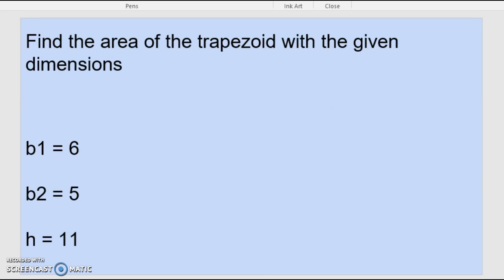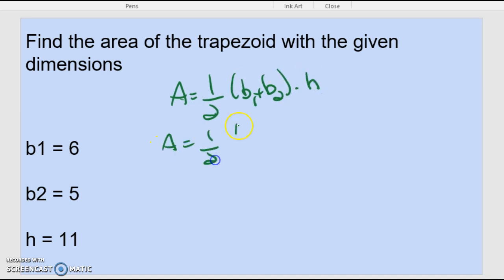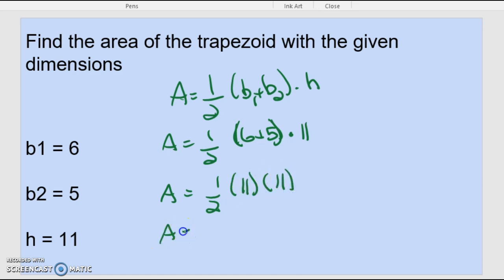All right, moving right along. So this one says find the area of the trapezoid with the given dimensions. So it's the same question as the last one. So 1/2 base 1 plus base 2 times your height. So 1/2, my base 1 is 6, my base 2 is 5, and my height is 11. 1/2 of 11 times 11. So my answer is going to be 1/2 of 121, which would be 60.5, and then again, units squared.